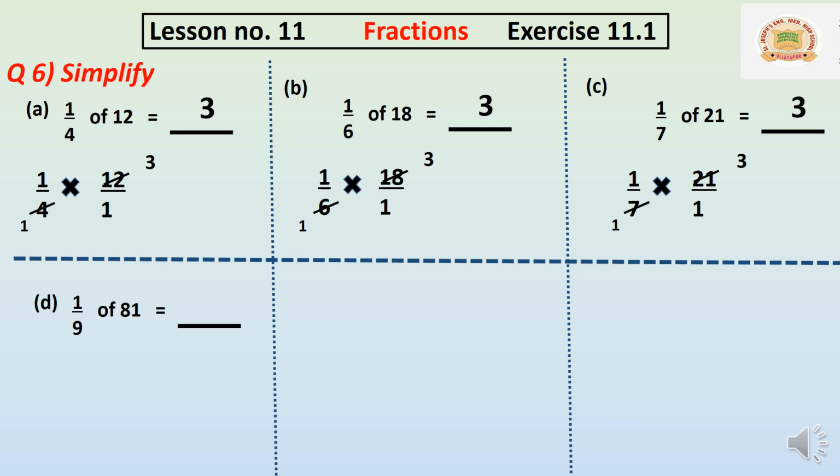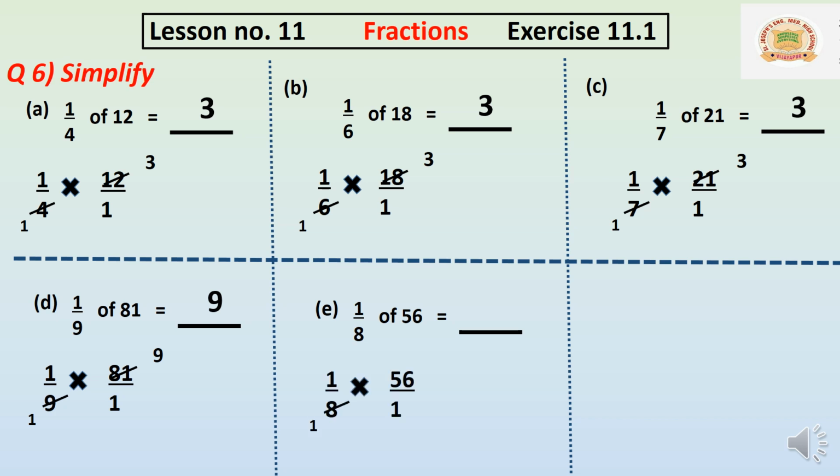1/9 of 81. 9 ones are 9, 9 nines are 81. So 9 is the answer. 1/8 of 56. 8 ones are 8, 8 sevens are 56. 7 is the answer. 1/6 of 42. 6 ones are 6, 6 sevens are 42. So this is the method we have to use to solve and find the simplified answer, children. I hope you understood this.